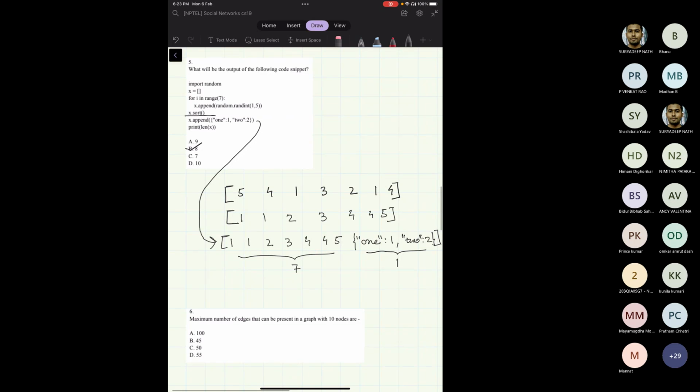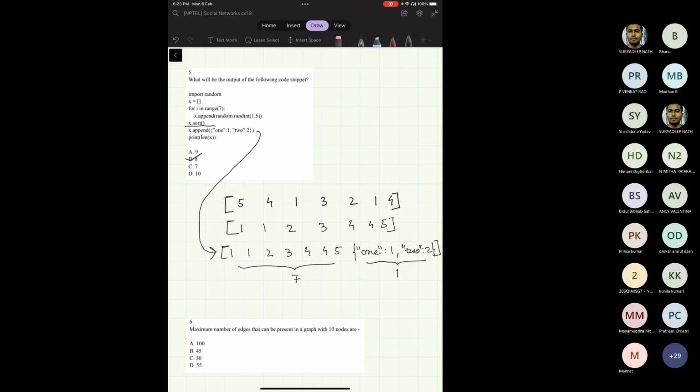Yeah, so someone is asking that it should go from 1 to 3, 4, 5. There are 2 1s in the list that I have generated. That's why there are 2 1s in the beginning.